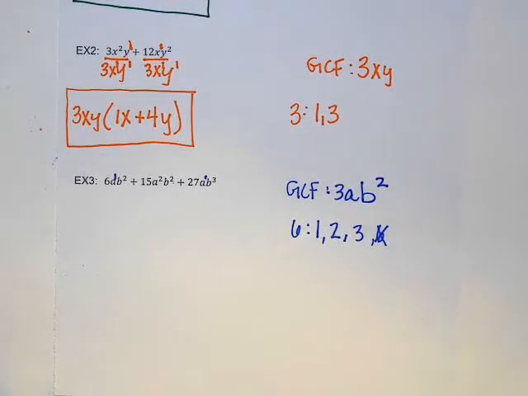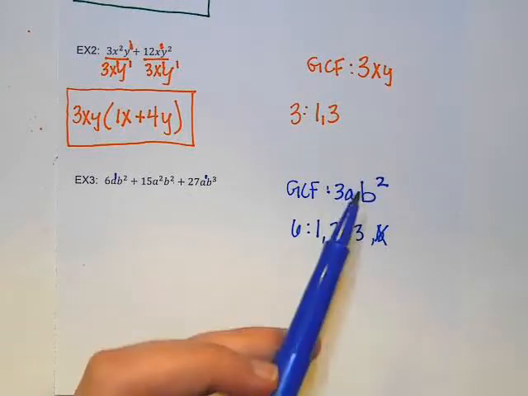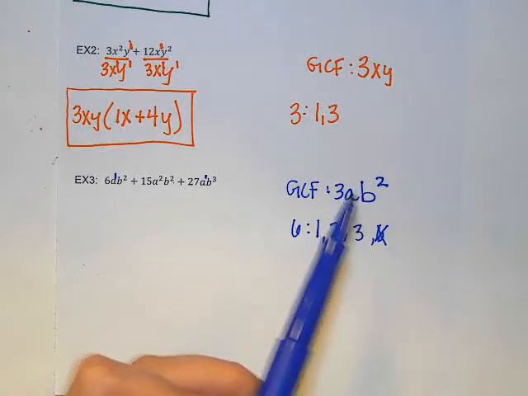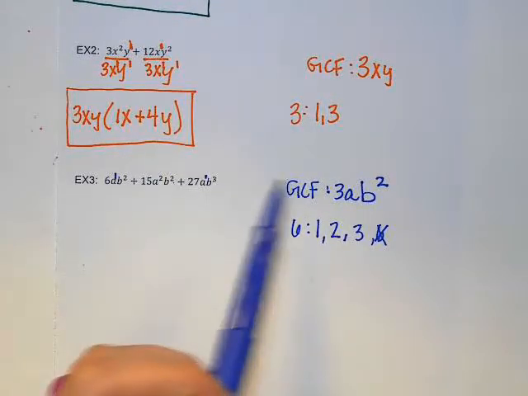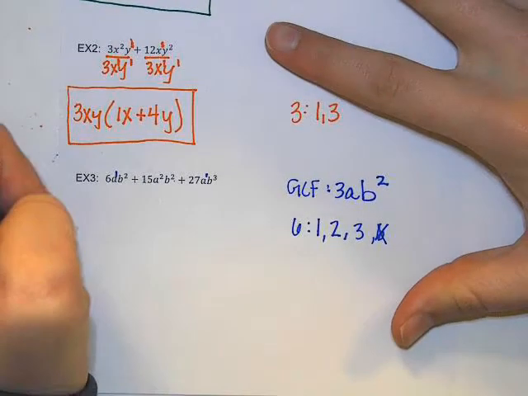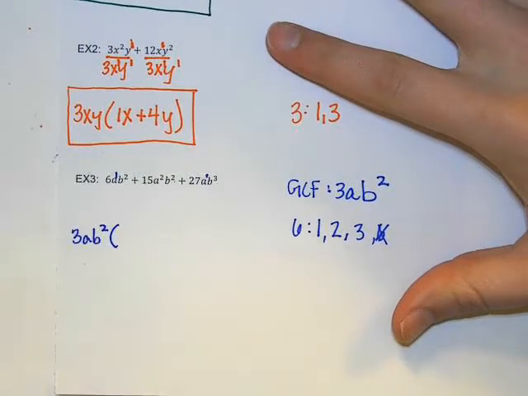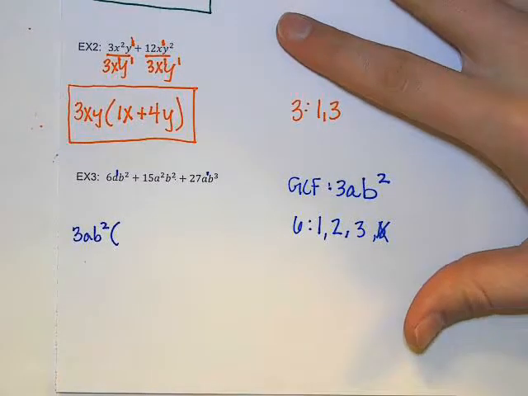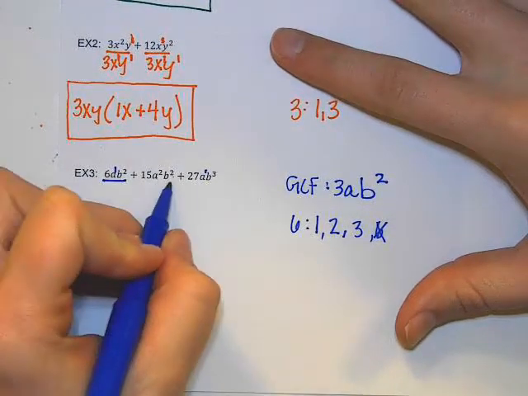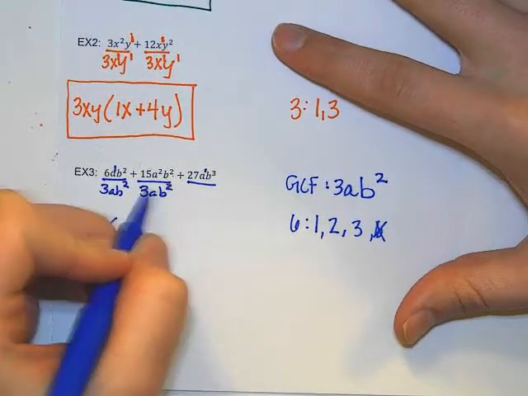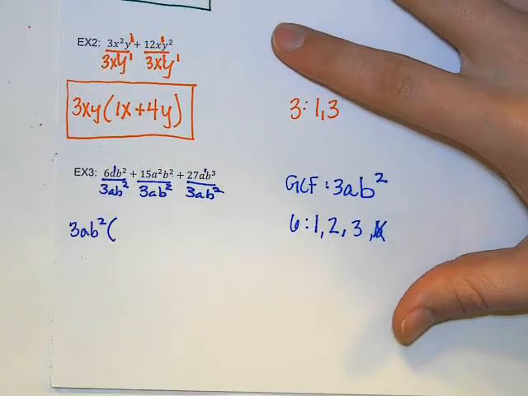A lot of my kids so far are forgetting to take the smallest exponent. They get in a habit, because a lot of the smallest exponents are 1, right? So they get in the habit of just writing the letter. But you also have to pay attention to whatever the smallest exponent is. Okay. Step 2, write your GCF outside the parentheses. 3ab squared. Focus. Step 3, divide by it. So under each one of these, I need to write 3ab squared, 3ab squared, 3ab squared.